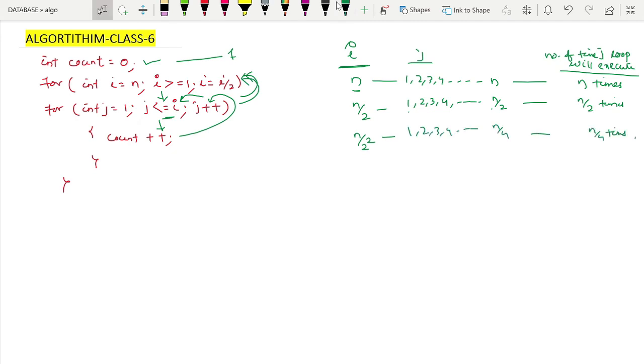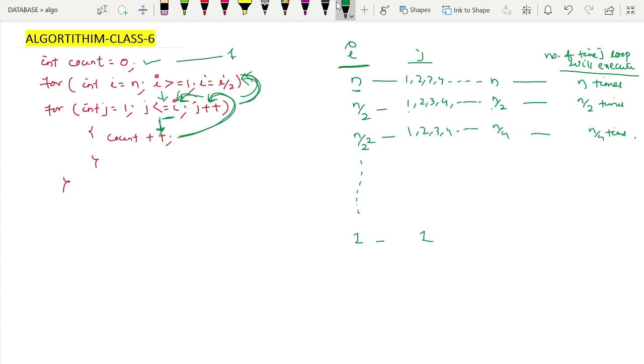So here you can notice the pattern. This will go on till the i value becomes 1. When i is 1, the j loop will run a single time, because j equals 1, 1 is less than or equal to 1, true. Then count plus plus gets done. Then again we come back to the updation part, and when we update, j becomes 2.